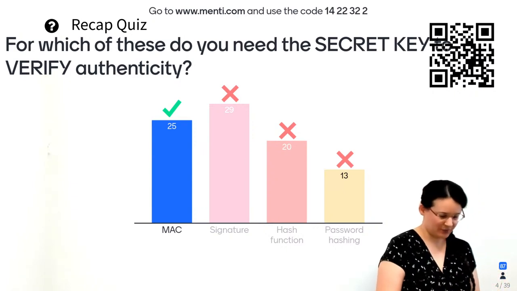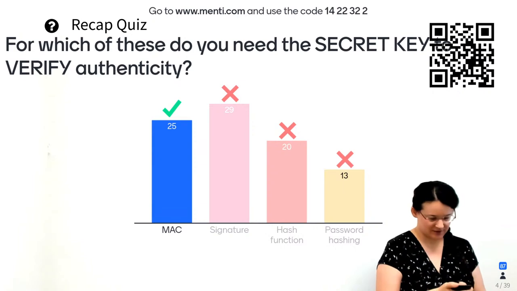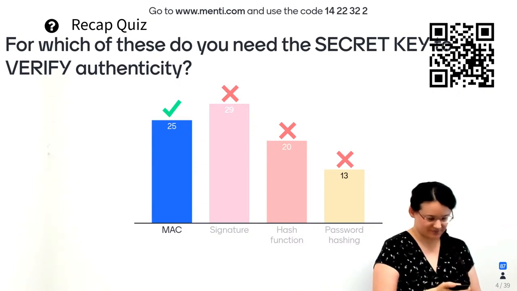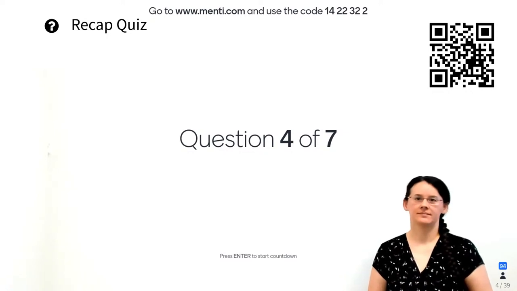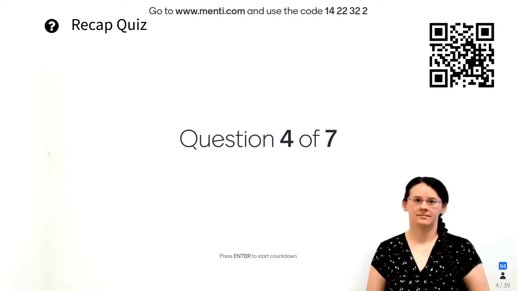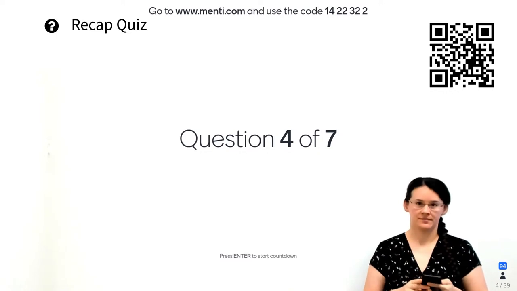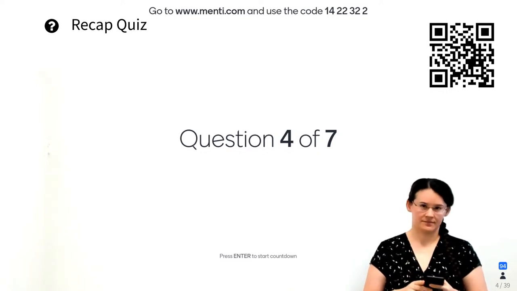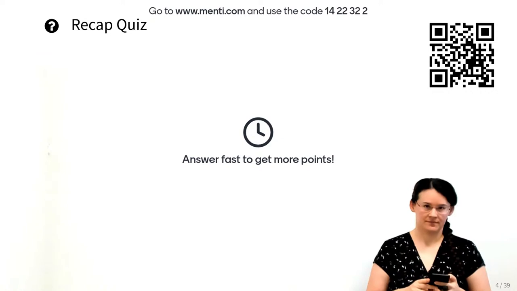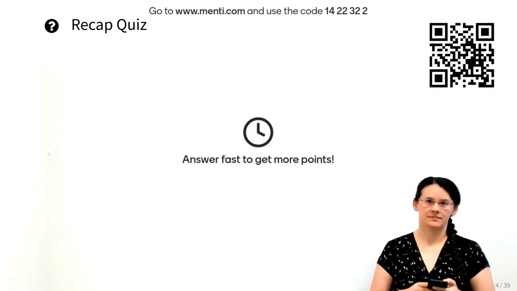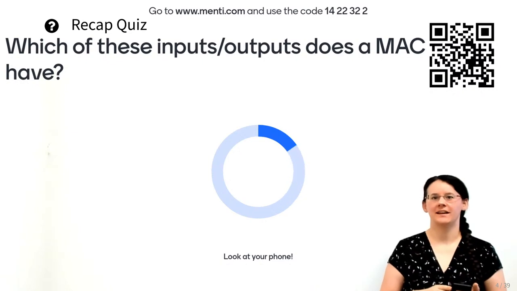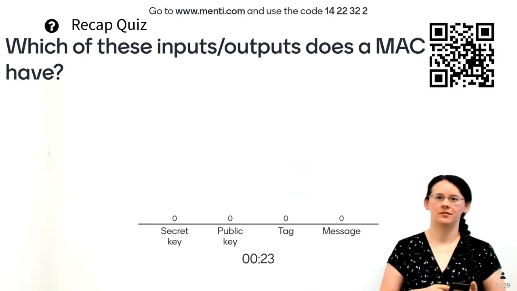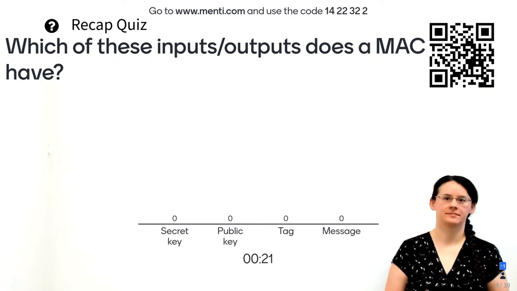Next question, there we come. Which of these inputs or outputs does a message authentication code have? Again, several of these can be correct.